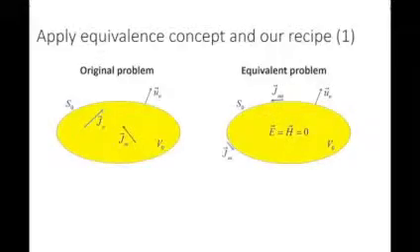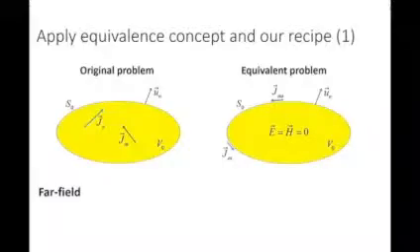Now we can apply our equivalence concept and our recipe. So this was introduced last time. We have an original problem where we have currents, both electric and equivalent magnetic currents, within the antenna volume. And we could define an equivalent problem where we only have to consider the tangential field components along the closed surface S0, as indicated here in the right picture.